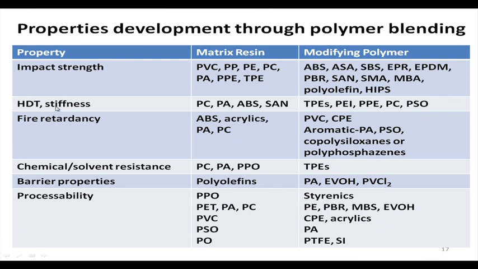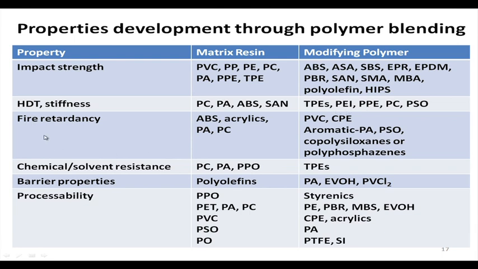Stiffness can also be increased. Say these are the matrix polymers: polycarbonate, polyamide, acrylonitrile butadiene styrene, styrene acrylonitrile. So, thermoplastic elastomers can be used, polyamide can be used, polyphenylene ether can be used, polycarbonate again can be used with another polycarbonate, with PVC, or PC with ABS, or PC with thermoplastic elastomer, etc.